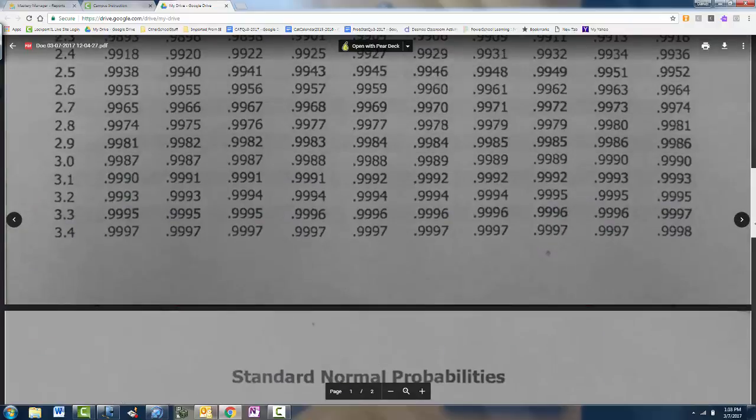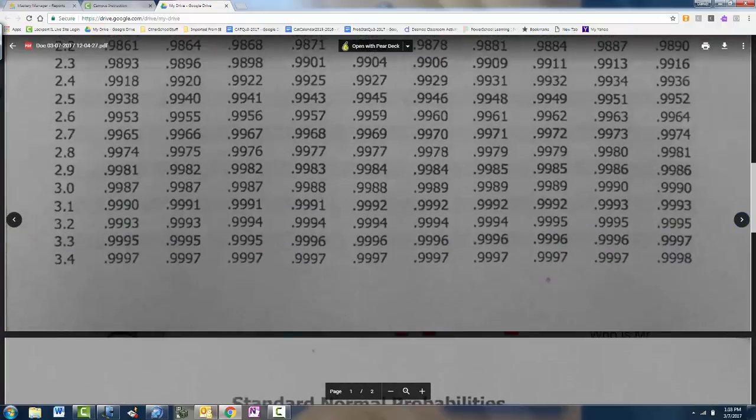So how I read this is 3.49, going to this column, 0.9998. That means 99.98% of the data is left of that. That's almost 100%, right? 99.98% of the data is left of 3.49, shaded.